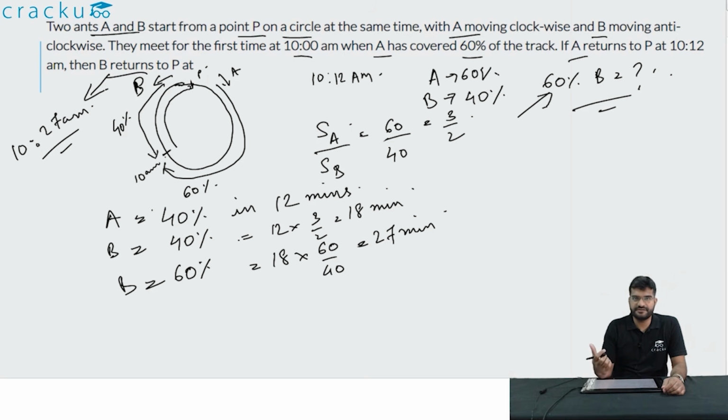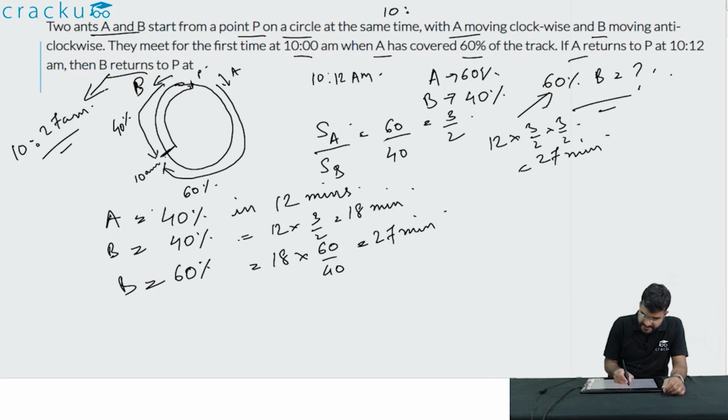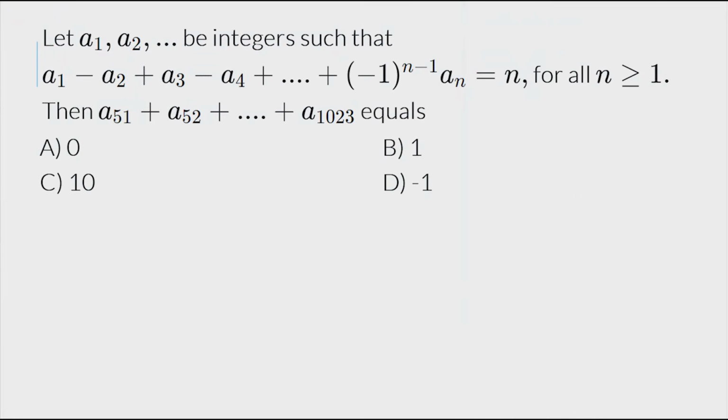So to solve this question, we first found that the speed of A to the speed of B is in the ratio 3:2. Once we have done that, we realized that for B to reach point P, it has to cover 60% of the distance, whereas A has taken 12 minutes to cover just 40% of the distance. So once we have both of them together, the answer is 12 into 3 by 2 into 3 by 2, which if you simplify is 27 minutes. So the answer in this case is 10:27 AM.